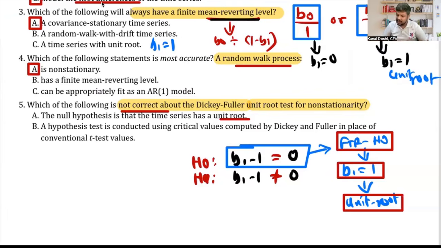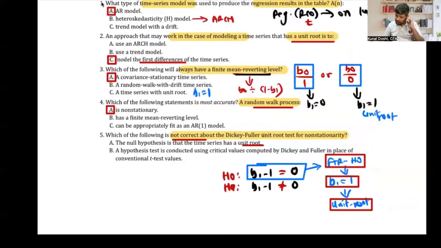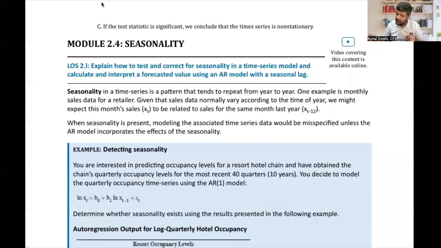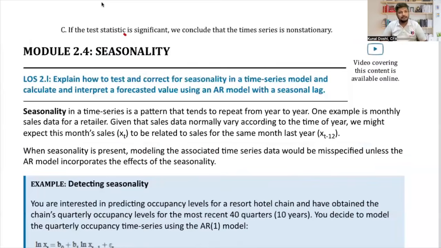The hypothesis test is conducted using the critical values computed by Dickey-Fuller in place of the conventional t-test. Yes, we are going to do the Dickey-Fuller test. No doubt about this. So of course it's C, but let's see why C is wrong. If the test statistic is significant, right? Significant means B1 minus 1 is not equal to 0, or I can say B1 is not equal to 1.